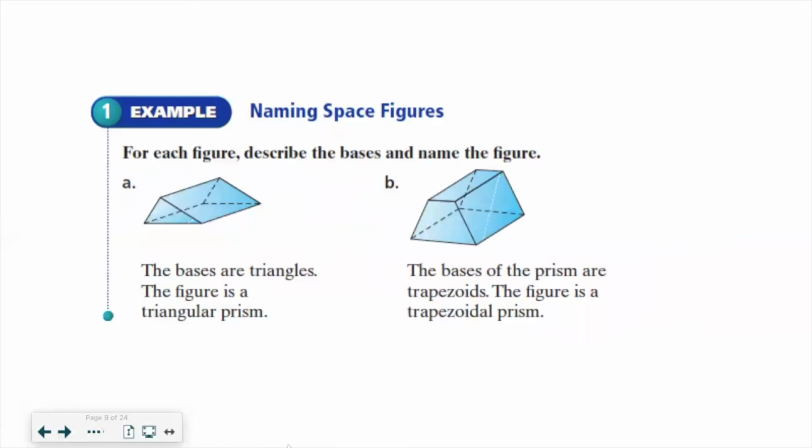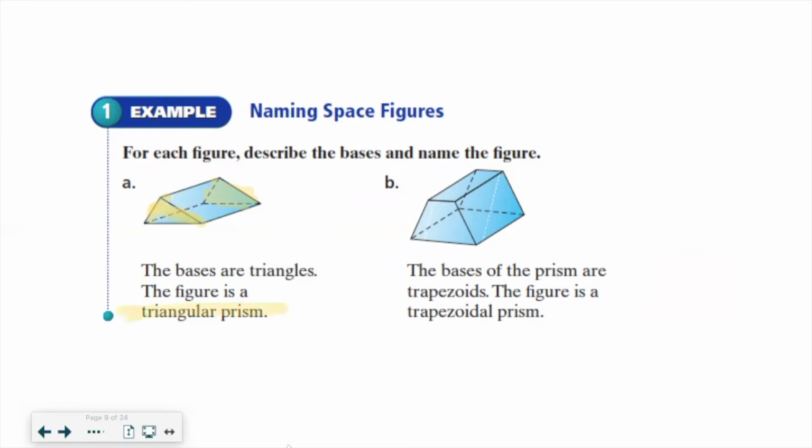All right, so let's look at what we have. On A here, when you look closely, you should be able to see that there's a triangle base here, and a triangle base on the other side. And because there are two bases, that makes it a prism. And the shape of those bases are triangles, so we call that a triangular prism.